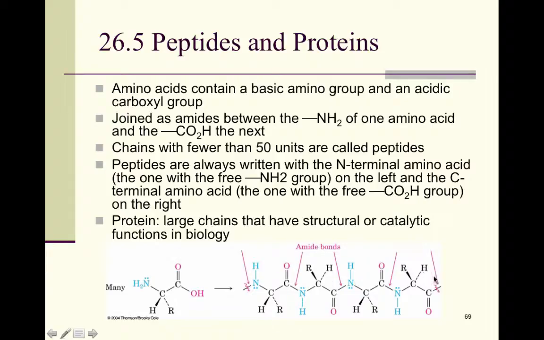So for this structure here, how many amino acids are represented? Well, let's count. We have 1 here, 2 here, 3 here, 4. So this structure is showing us 4 amino acids connected.